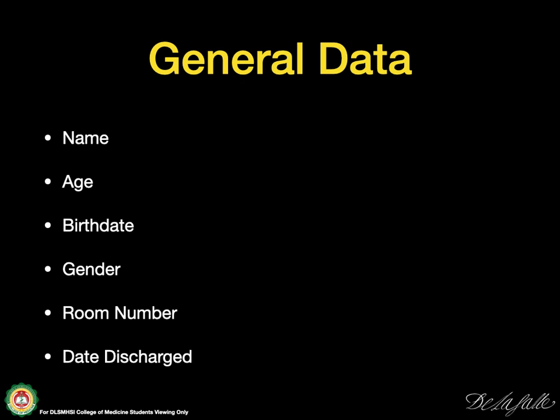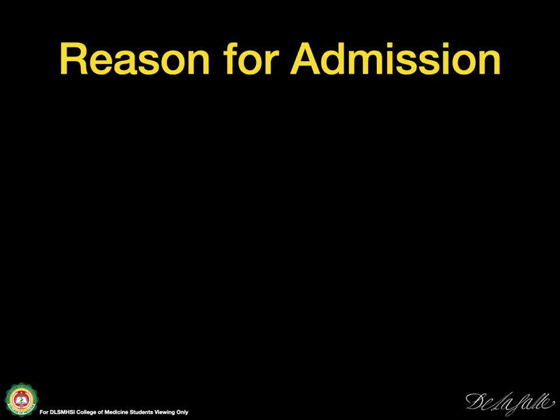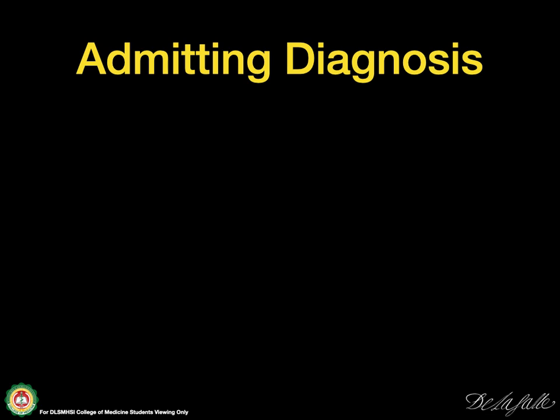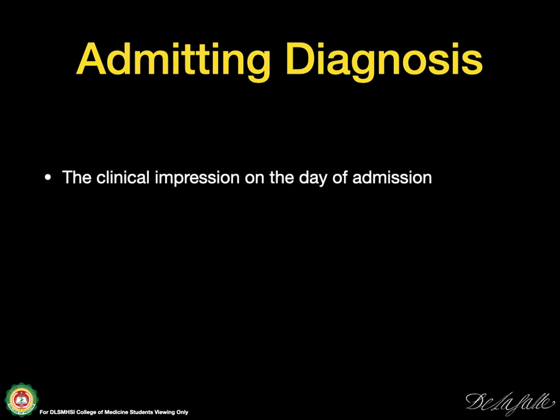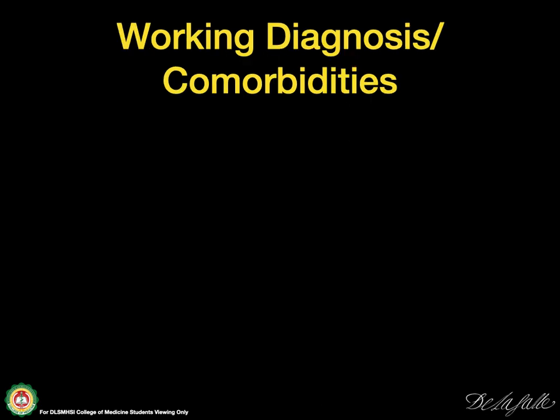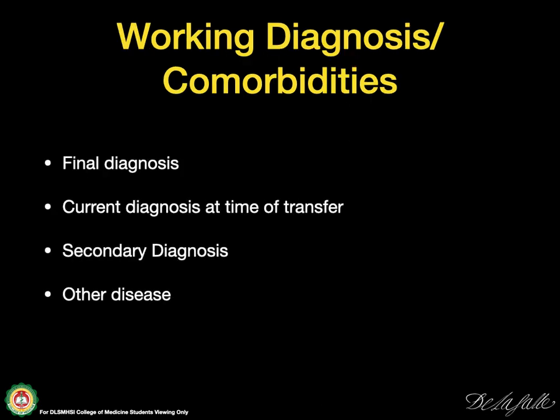For the general data, it should include the name, age, birth date, gender, room number, and the date discharged. These are all self-explanatory. The reason for admission is the chief complaint or the reason behind the patient's admission. The admitting diagnosis is the clinical impression on the day of admission, while the working diagnosis or comorbidities are the final diagnosis, the current diagnosis at time of transfer or discharge, which includes the secondary diagnosis and other diseases pertinent to the patient's condition.